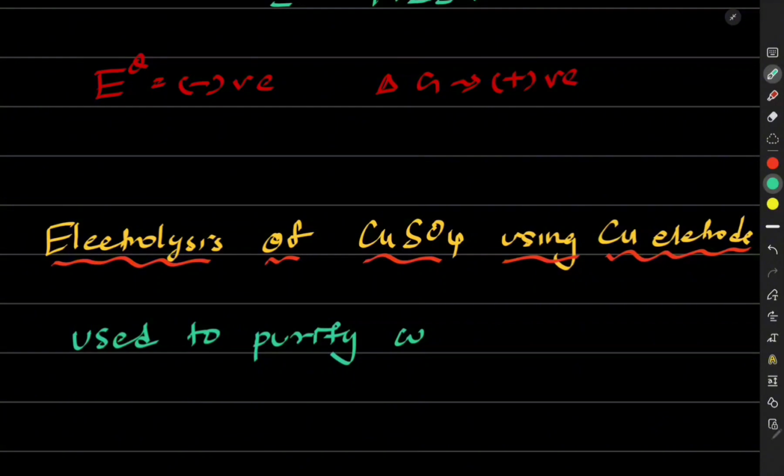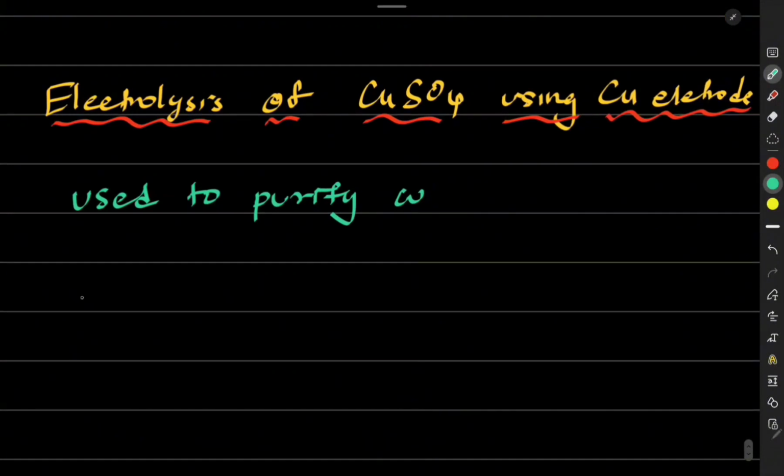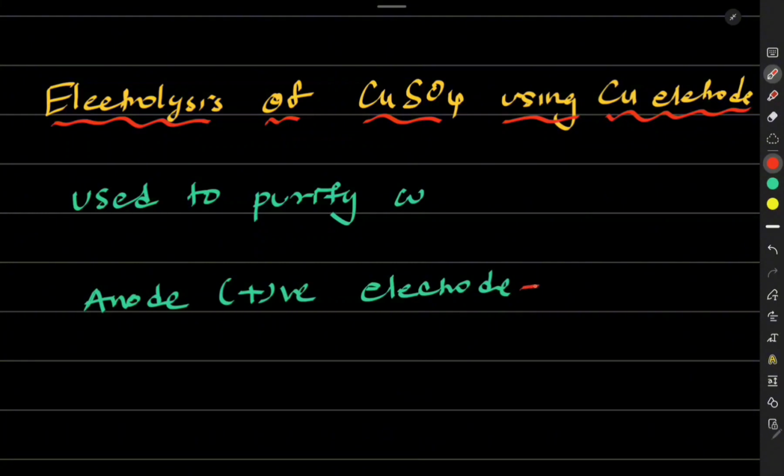Here the positive electrode will be impure copper and the negative electrode will be pure copper. Let's write them down. Anode, which is the positive terminal, the positive electrode. The positive electrode is impure copper.